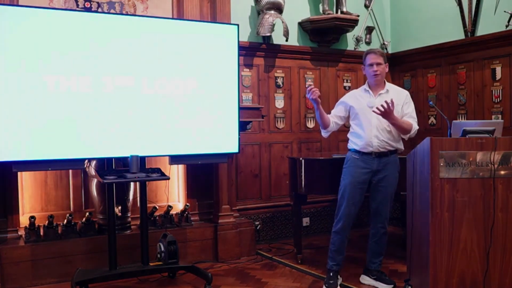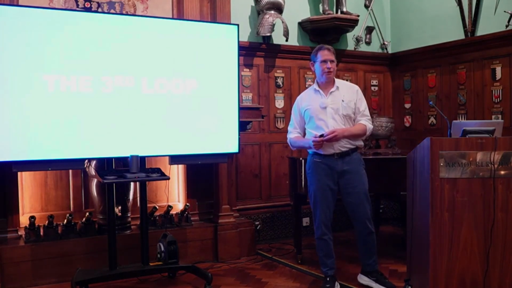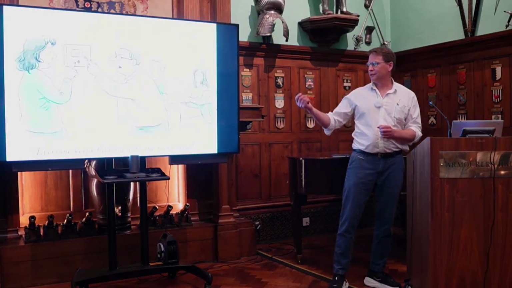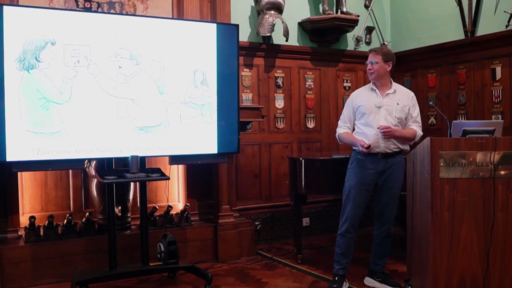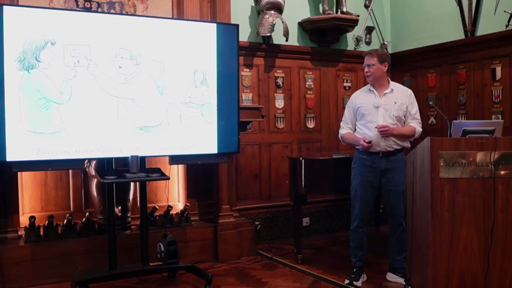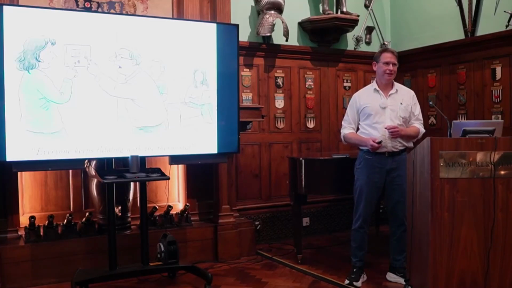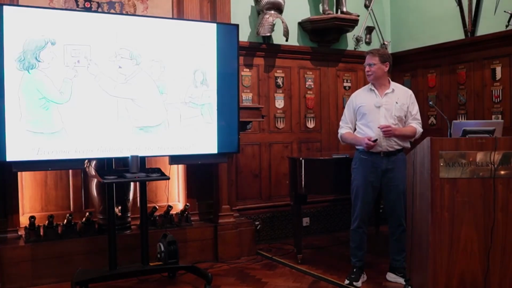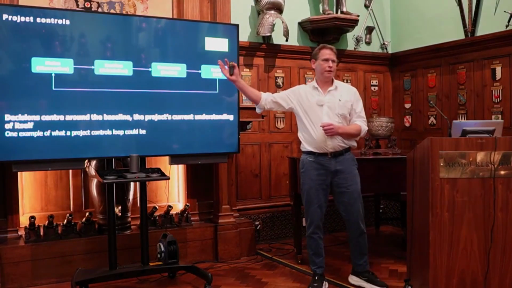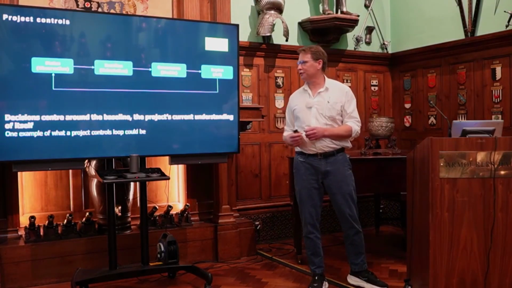So again, use the simple loops, but let's use a slightly more complicated one. The thermostat is another useful loop, with a simple feedback that mostly works but occasionally doesn't. This is just one way of applying it to a project controls context.